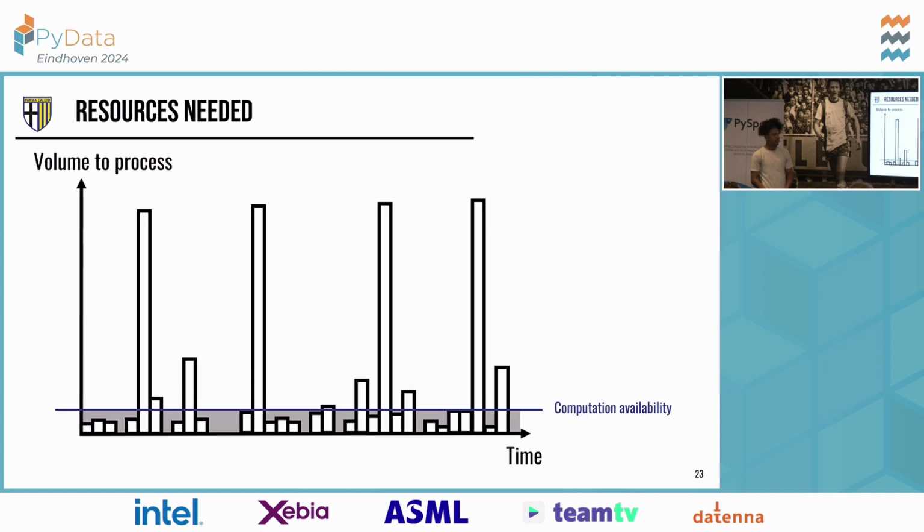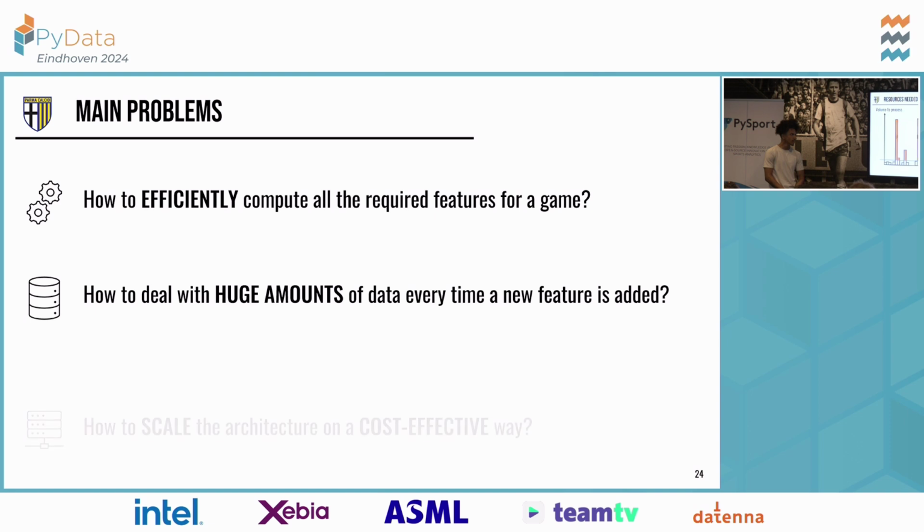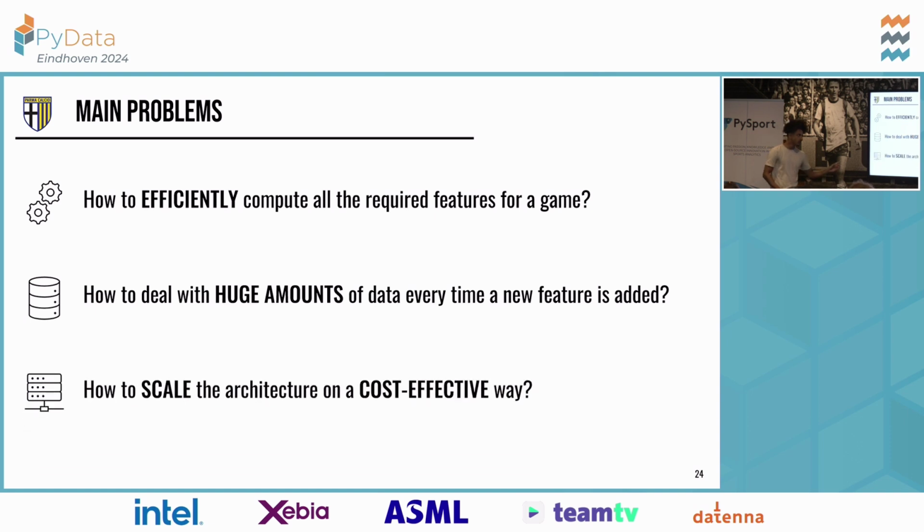So another possibility is to set it lower, but this means that we'll need extra time to process the remaining games when we have a huge load. And knowing that we'll have new games arriving daily, it's going to be accumulated delay every day. So this leads us to the third problem, how to scale the architecture in a cost-effective way.